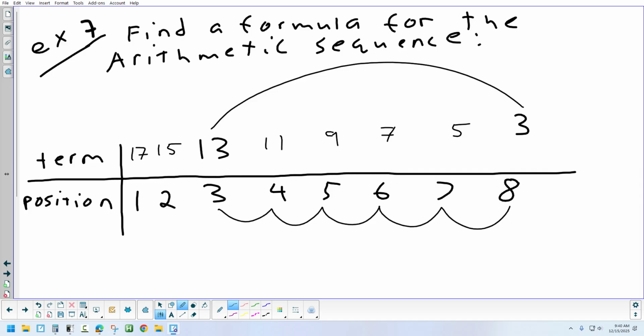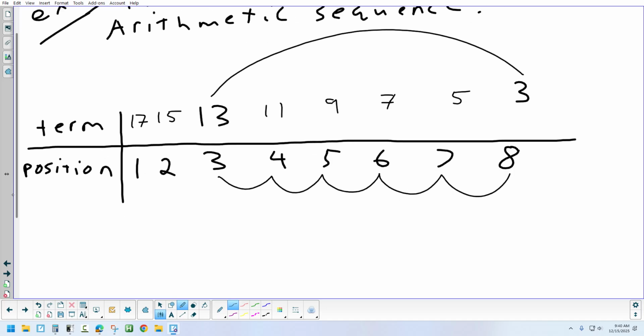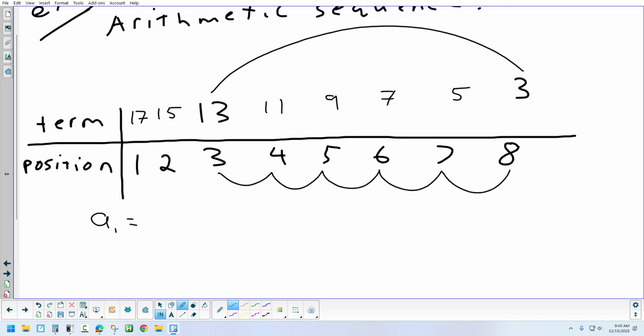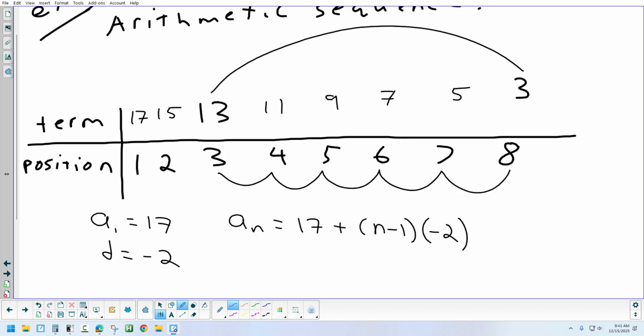There you go. So now it's just like the last problem. We have the first term, and we have what we're adding or subtracting each time. Okay. So what's our first term? 17. And what are we doing each time? Subtracting 2. That means d has to be a negative number. Okay, so a sub n equals a sub 1 plus n minus 1 times d. We'll do that out, and that will be our formula.